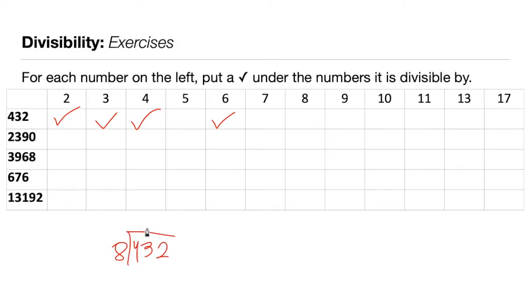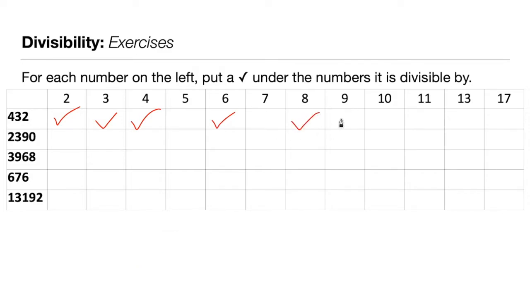43 divided by 8 is 5. That's going to give us 40. Okay, 43 minus 40 is 3, bring down the 2 to get 32. 32 is 4 times 8, so there's no remainder because 32 minus 32 leaves us 0. Since there's no remainder, we can say that 432 is indeed divisible by 8. So let me write it there.